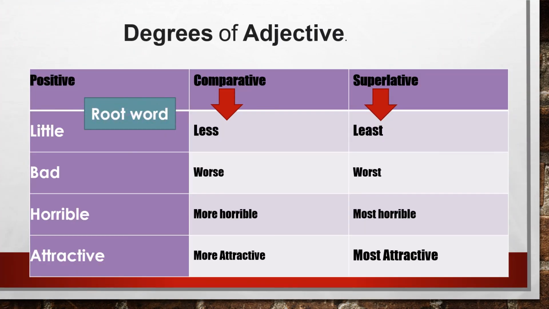Okay, to wrap it up, we have the degrees of adjectives, and they are 3. We have the positive, comparative, and superlative. So we have here the root word little, and the comparative becomes less, and the superlative is least. We have the word bad, becomes worse, becomes worst. We have horrible, more horrible, to most horrible. We have the word attractive, to more attractive, and most attractive.